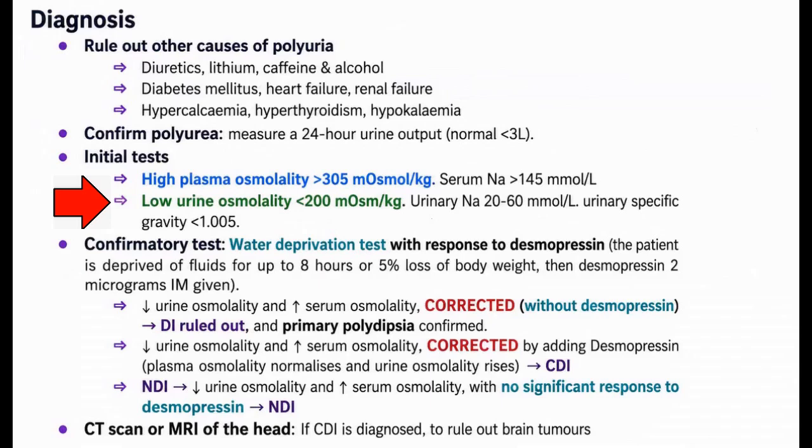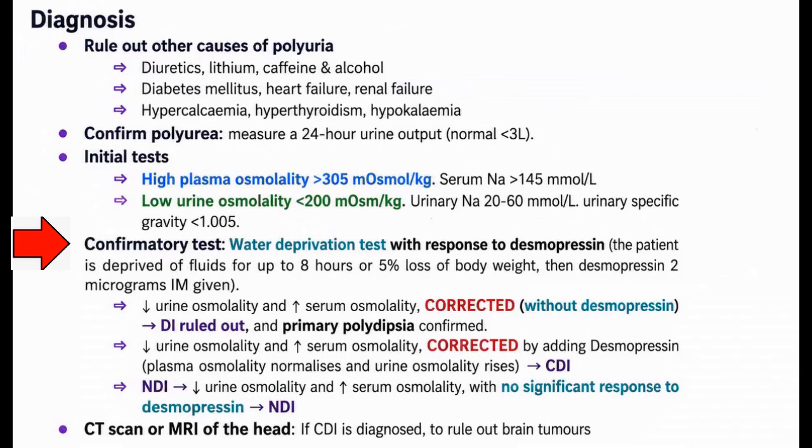Urinary sodium. Usually 20 to 60 mmol per liter. This is not the key diagnostic finding but provides additional information. Urine-specific gravity. In diabetes insipidus it becomes less than 1.005, meaning the urine is almost pure water. Step 4. Confirmatory test. The gold standard is water deprivation test.